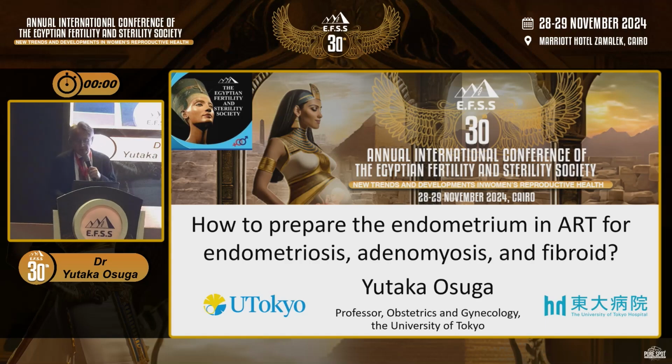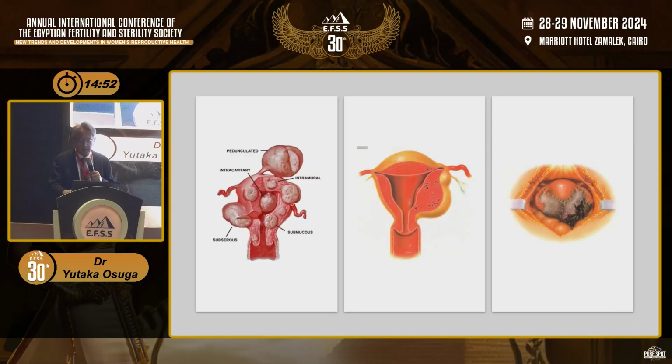Thank you, Chairperson, for a kind introduction. The title of my talk is How to Prepare the Endometrium in ART for Endometriosis, Adenomyosis, and Fibroids, three diseases. Fibroids, adenomyosis, and endometriosis are very often encountered when you treat patients with infertility. They have many things in common, but also many different characteristics. So I'll talk one by one.